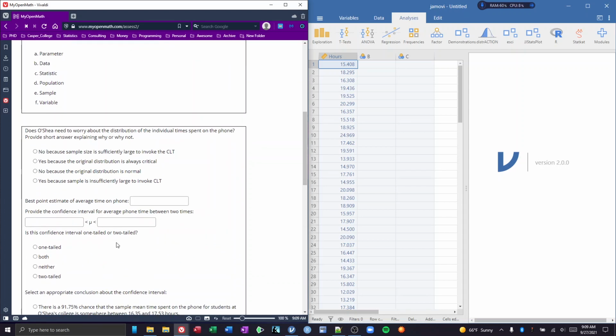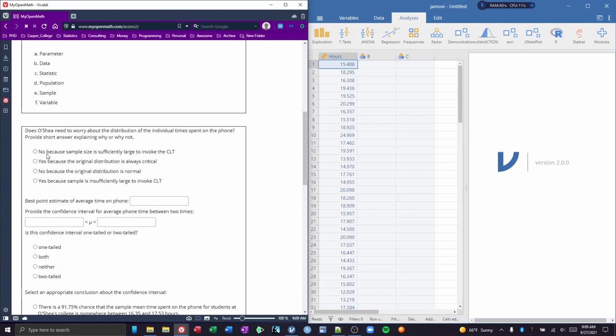Okay, so this next question says, does O'Shea need to worry about the distribution of the individual's time spent on the phone? Okay, so this is kind of our central limit theorem question. It's like, do we need to worry about the original distribution? Now, the central limit theorem was so helpful because it says that we don't need to actually worry about the original distribution. We don't need to know anything about the distribution of the individuals as long as our sample is big enough, because it means that the sampling distribution, or the distribution of the means that we were to grab repeatedly, is normally distributed. So because our sample is sufficiently large, then we don't need to worry about it.